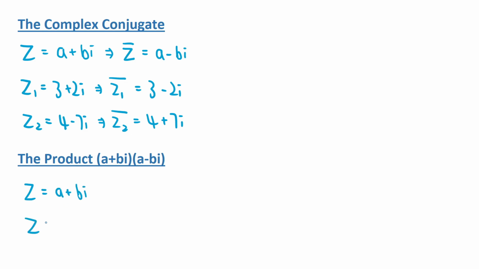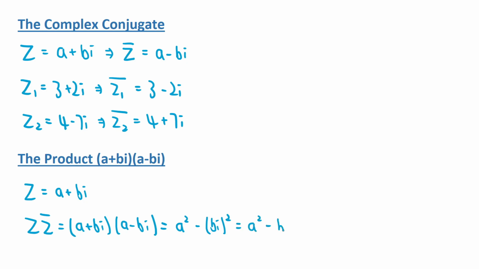Then z times z bar is equal to a plus bi times a minus bi. Since the product is in the form where we can use the difference of two squares formula, this just equals a squared minus bi all squared. And this is equivalent to a squared minus b squared i squared. And since i squared equals -1, this equals a squared minus b squared times -1, which is just equal to a squared plus b squared.